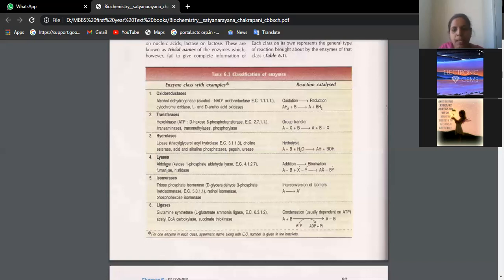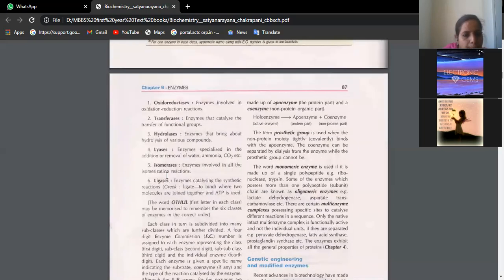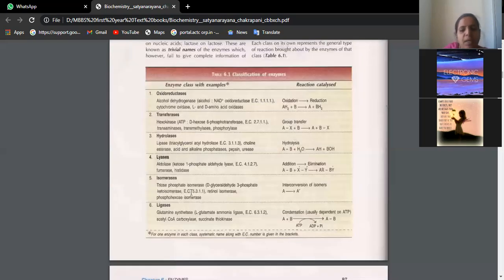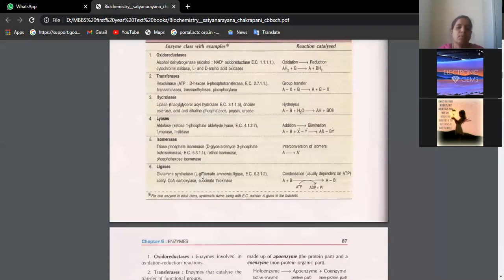Then we have lyase. Lyase is an enzyme like aldolase, with addition of one substrate and elimination. Lyases are specialized in addition or removal of water, ammonia, carbon dioxide, etc. Then we have isomerases. Isomerases bring about isomerization, like triose phosphate isomerase. This is one enzyme which helps in the interconversion of isomers.